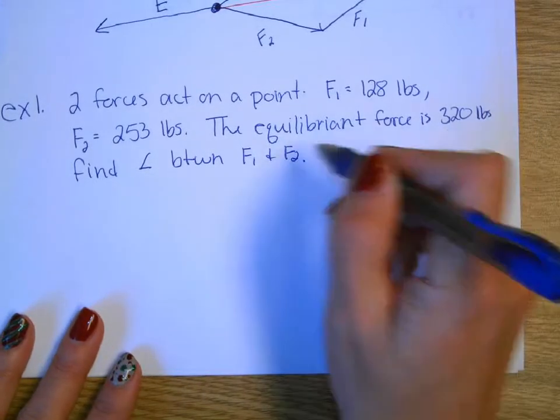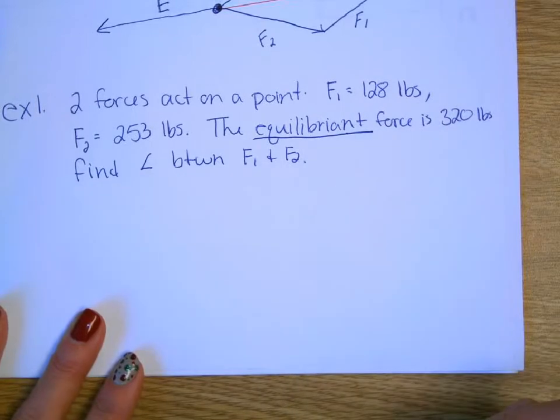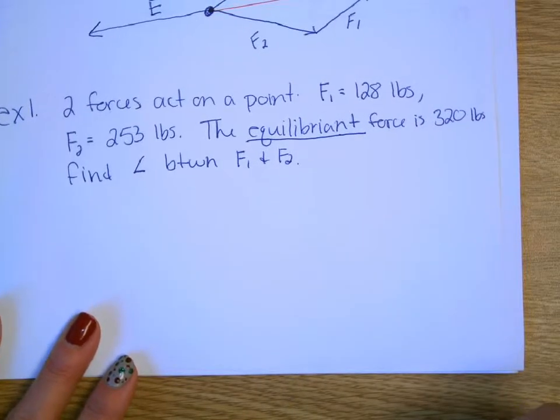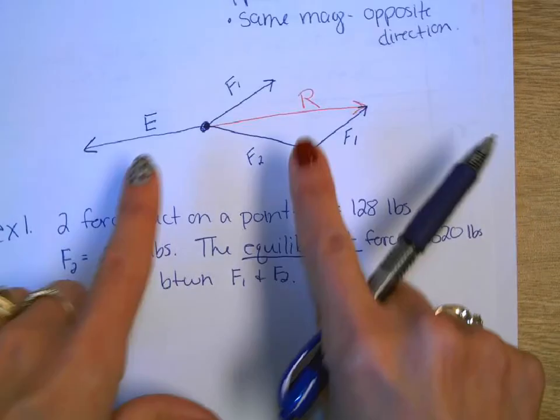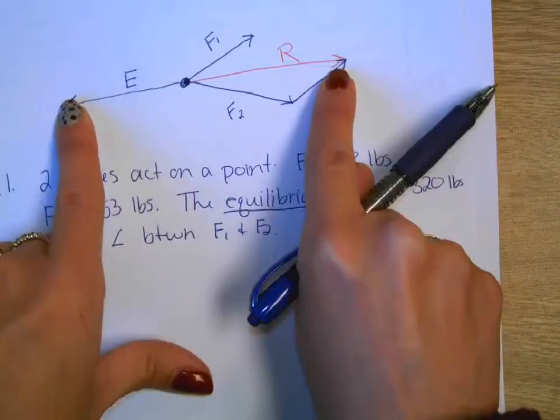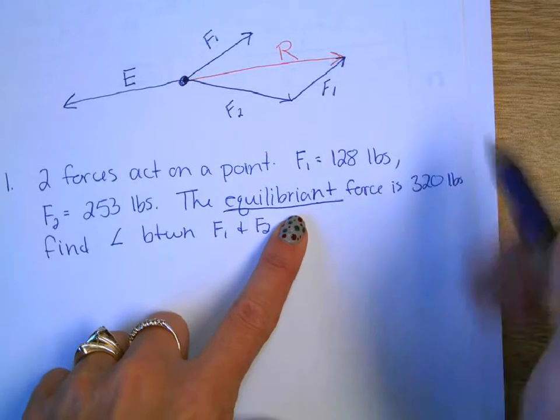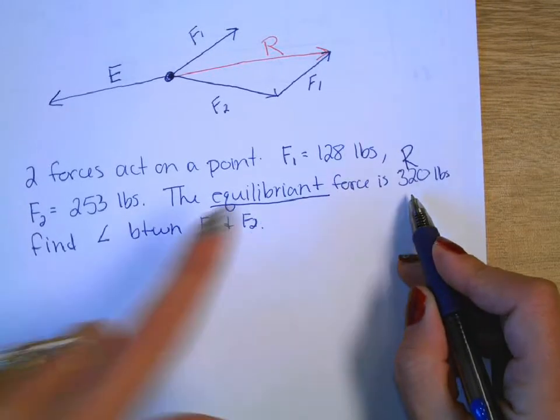Because they give me this piece of information about the equilibriant force, what other vector do I know something about? The resultant. What do I know about the resultant force? It's 320 also. Remember, because equilibriant and resultant have the same magnitude, they're just going in opposite directions. So I know the resultant is also 320 pounds.